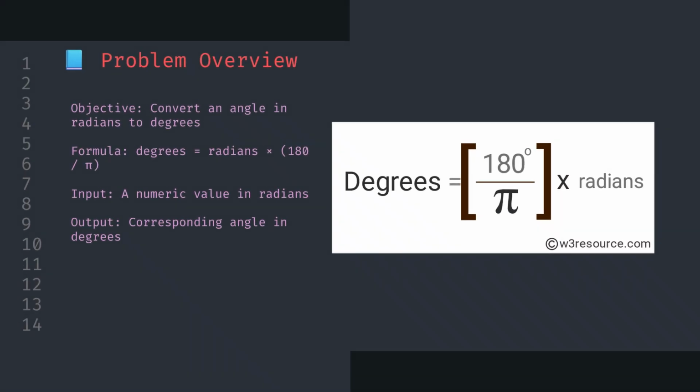Our task is simple. We take a value in radians and turn it into degrees. We'll apply the universal formula for the conversion: multiply the radian value by 180, and then divide by pi. This gives us the degree equivalent of the angle. Let's write this one out in code next.